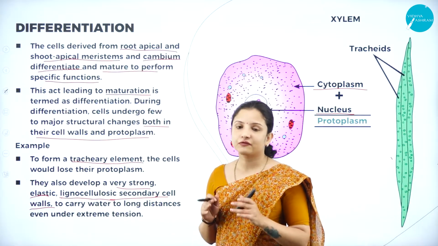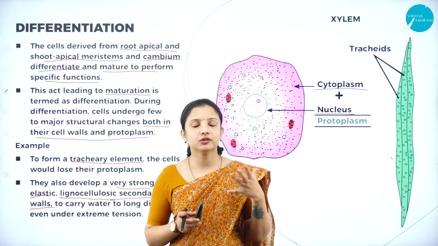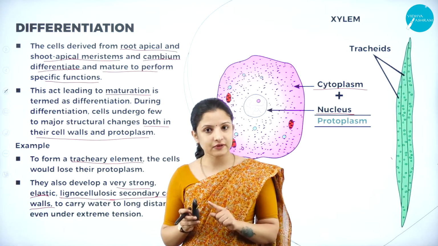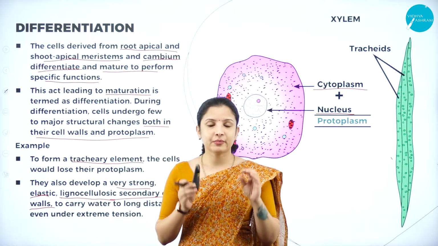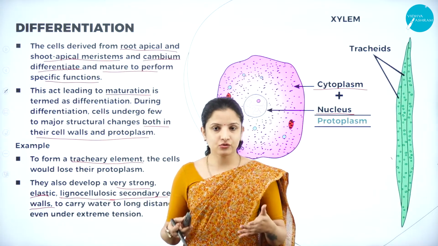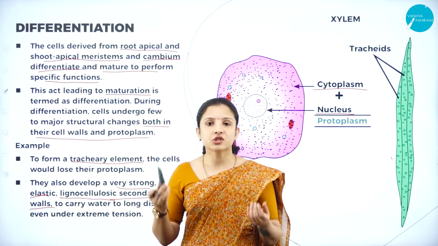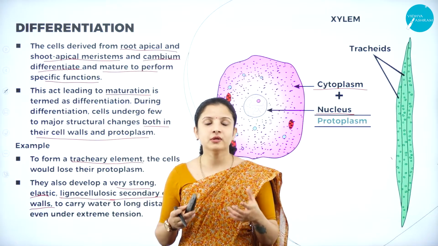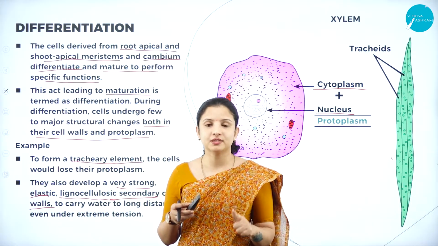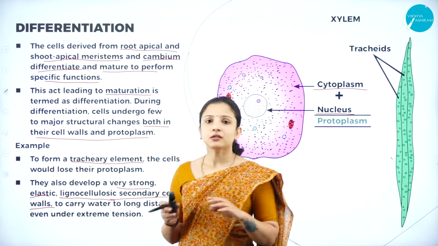This is nothing but differentiation, and the function also changes. The function has now become specific. So I told you what differentiation is. The meristematic cells will divide, elongate, and mature, and those matured cells will completely change their structure, in terms of the cell wall and protoplasm. The best example we took for explaining was the tracheary element.